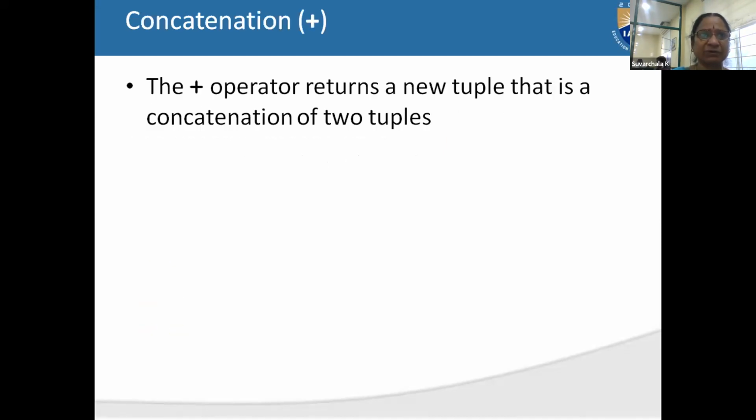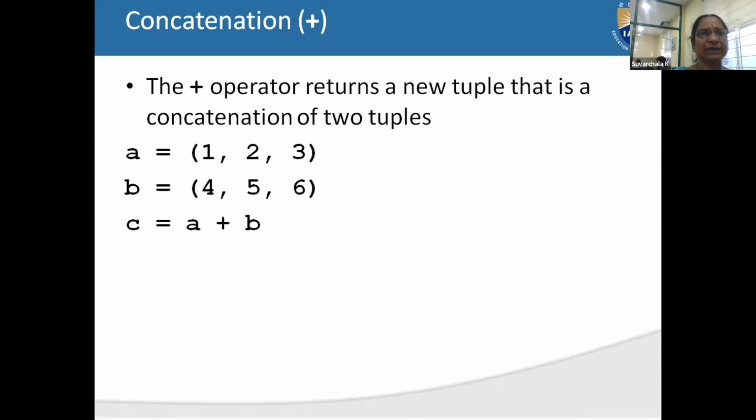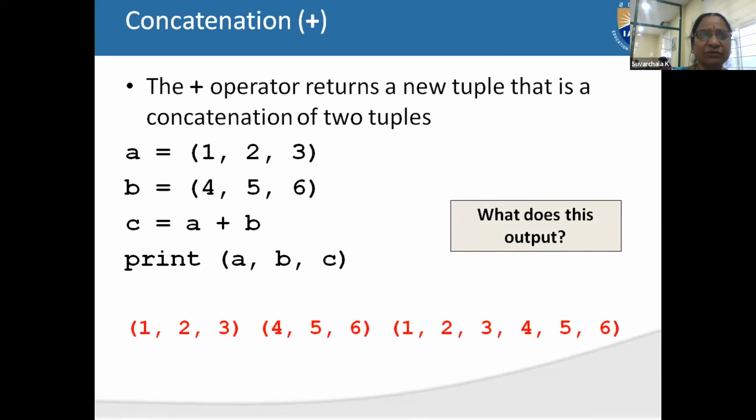Tuples are also possible. Just now I explained concatenation. A is one tuple, B is another tuple, you observe. C is a tuple, the combination of A and B. So the output will be print A, B, C. Ante output emostundamma, first 1 2 3 oka tuple vastundi. Next B, ante B is another tuple, 4 5 6.